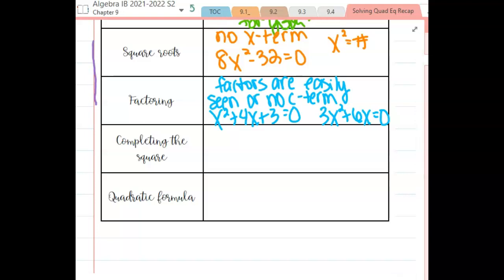So for the square root method, I can't have an x term. And notice for both of these, I do have an x term. I have the 4x, I have the 6x. You cannot do the square root method here.